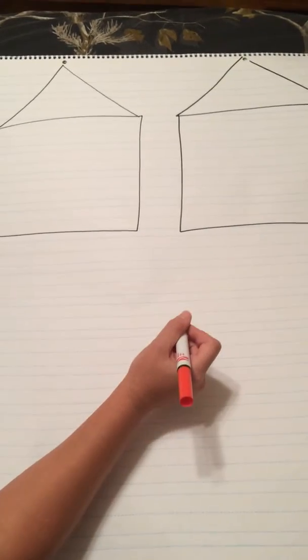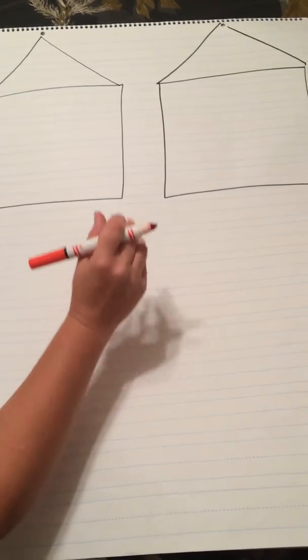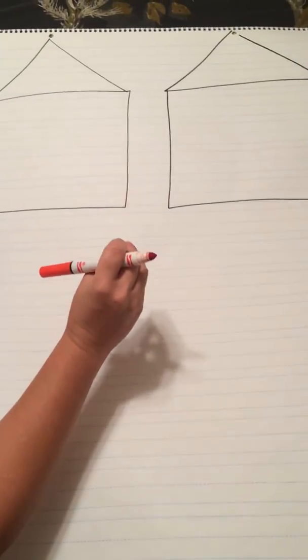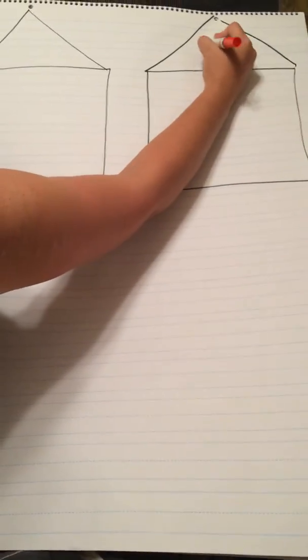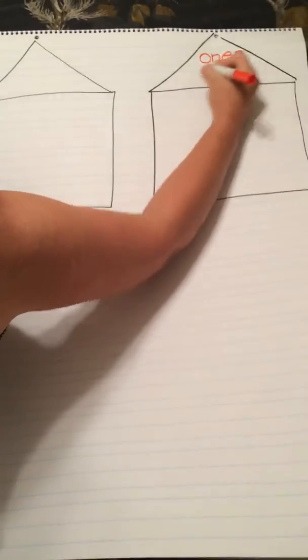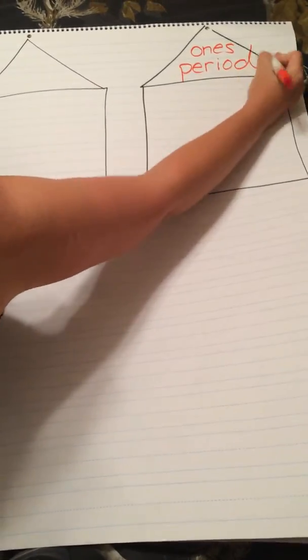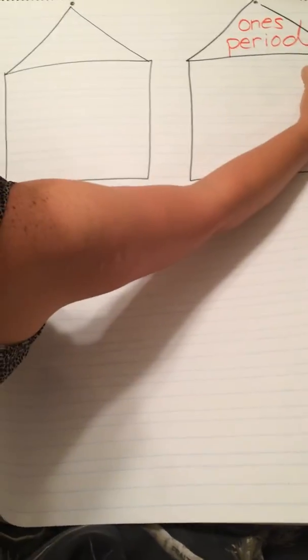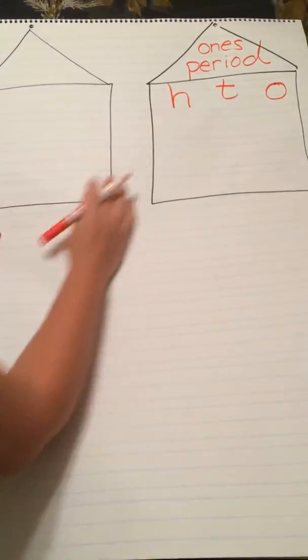Parents, I just want to share with you how we teach the children to draw a place value chart. At first, we represent this chart with two houses. The first house we will label the ones period. Inside the ones period, we have the ones, the tens, and the hundreds.